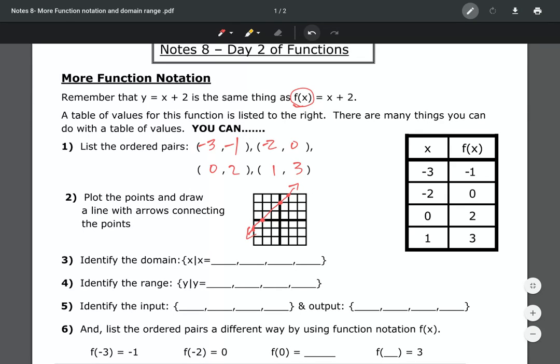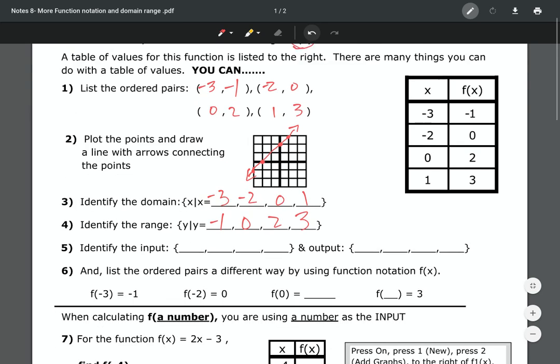Number 3, identify the domain. So that would be all the x values. And remember, we put them in order from least to greatest, which they already are in the table. So -3, -2, 0, 1. Identify the range would be the y values, and they are also in numerical order. So it'd be -1, 0, 2, and 3.